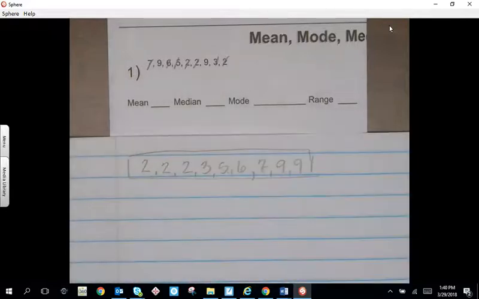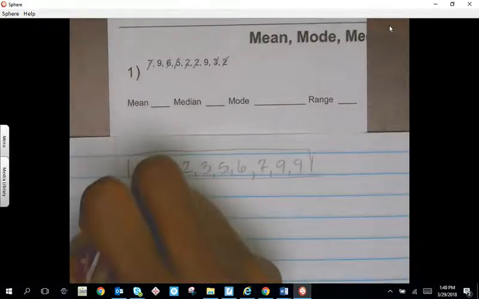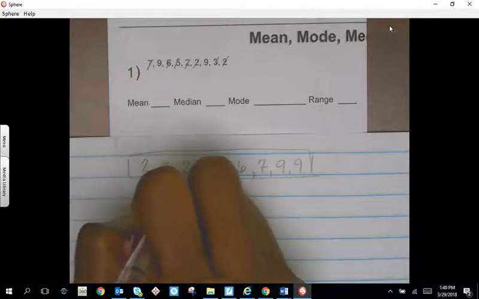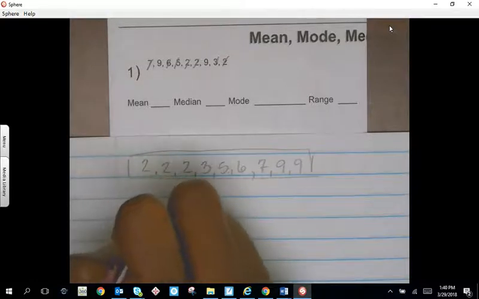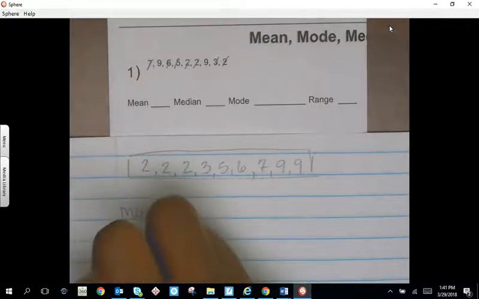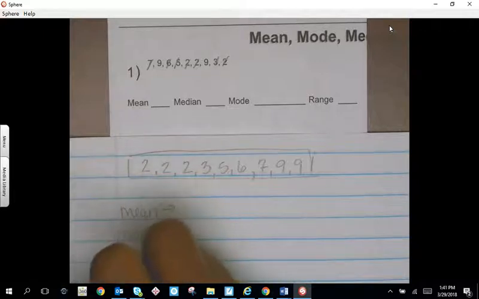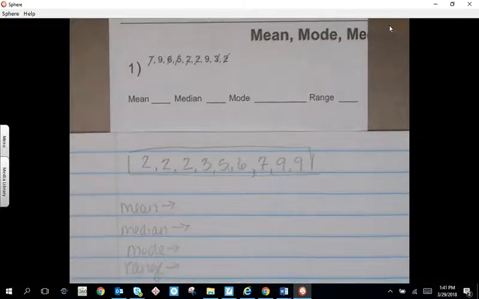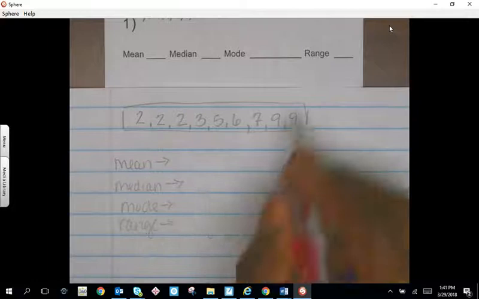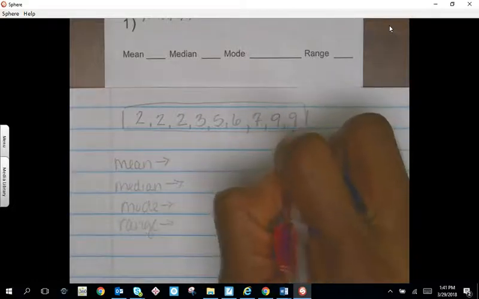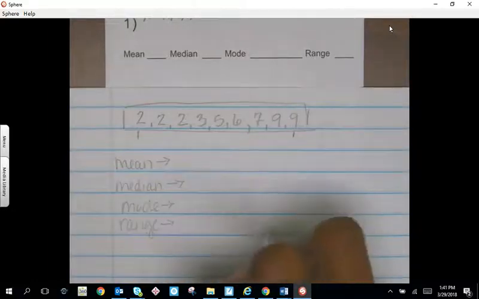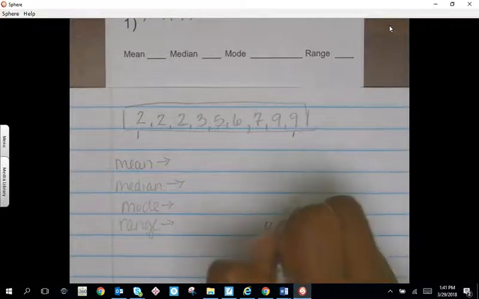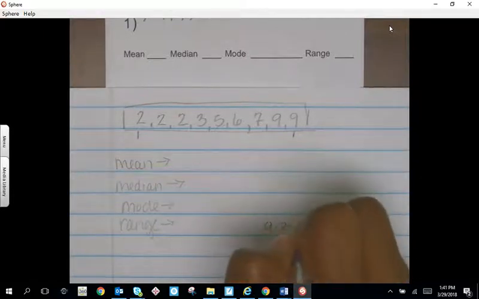So here's my data set. I need to find the mean, the median, the mode, and the range. So I'm going to tackle the ones that are pretty quick first. Remember, my range is my biggest number minus my smallest number. So 9 minus 2 is 7. So my range is 7.